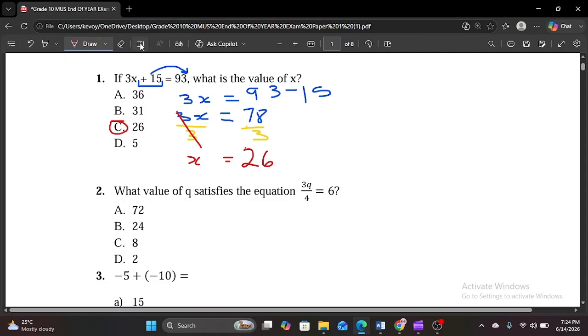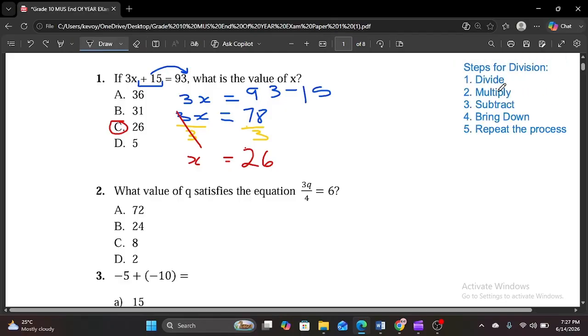For persons who can't divide, I'm going to write the steps for division, because you're not supposed to use a calculator in paper 1 exams. Step 1 is to divide. Step 2, multiply, subtract, bring down, and repeat. So if without the calculator you were dividing 78 by 3, the first step is to divide.